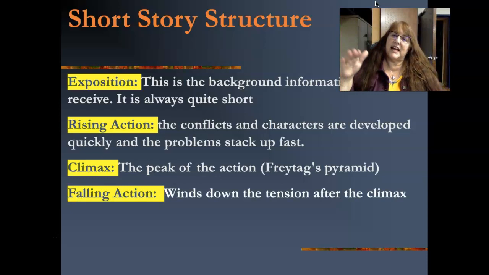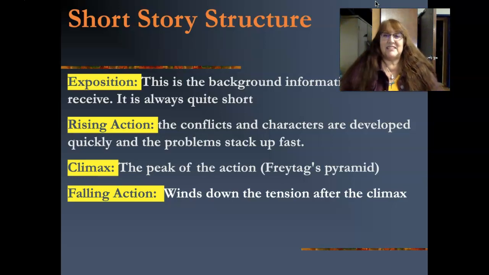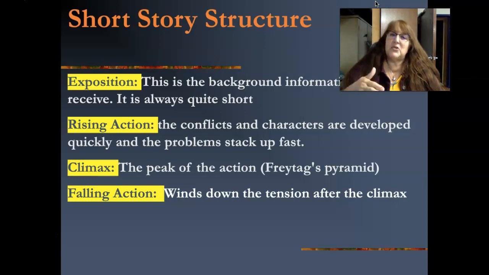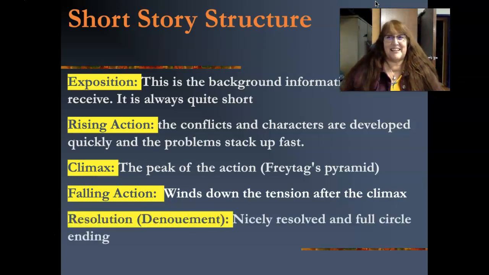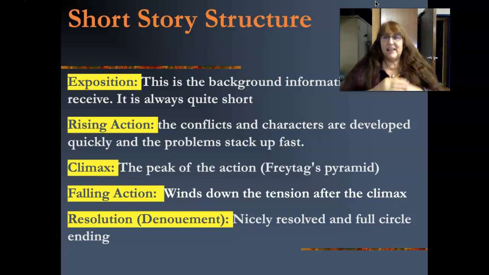Falling action is when the action winds down and the tension eases up afterneath. That's a good word. I'm like Shakespeare, making up my own words. When the tension slowly winds down. I'll let that one alone. And then resolution or denouement, which means a nicely resolved ending put together in a nice package. It's been full circle. Most short stories don't end that way, but they do occasionally.